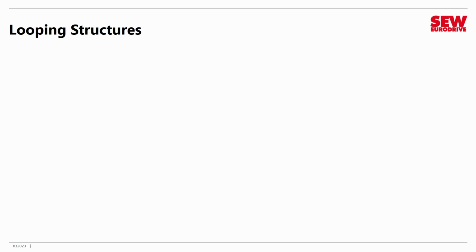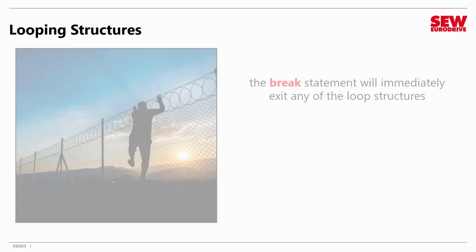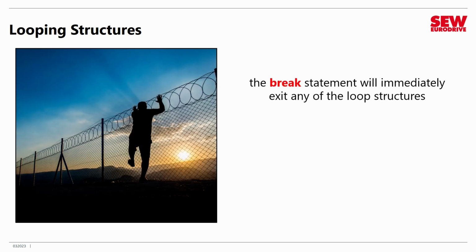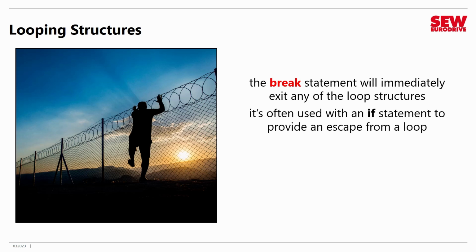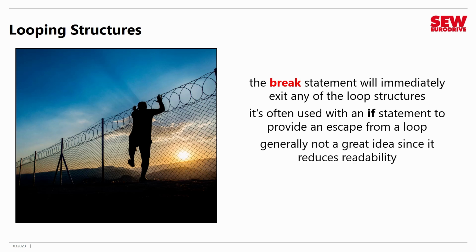Now, what if you're in a loop and you want to get out of it? There is actually a way to do it. You can prematurely exit a loop by putting a break statement within the loop, and that will immediately exit the loop. Oftentimes programs use an if statement to check for some condition that would create that premature escape, and if it's true, then they execute the break statement.